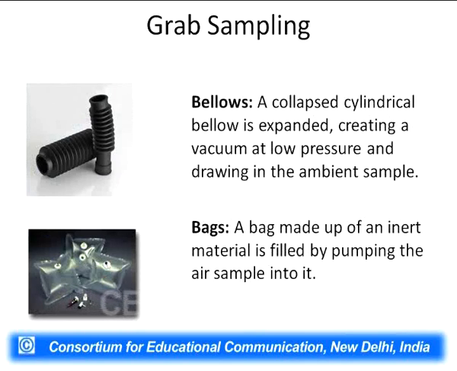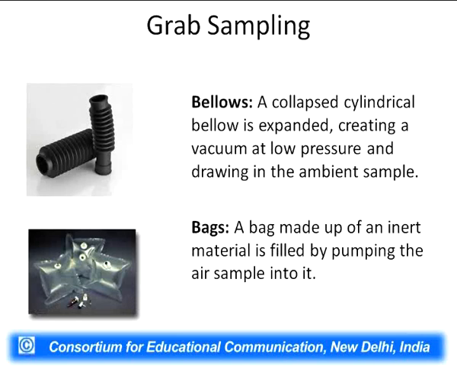The third one is with the use of bellows. What is done? In fact, a cylindrical collapsed bellow is expanded, and when we expand it, a vacuum is created at low pressure, and the ambient air is drawn inside it, and afterwards we can bring it to the lab for analysis.